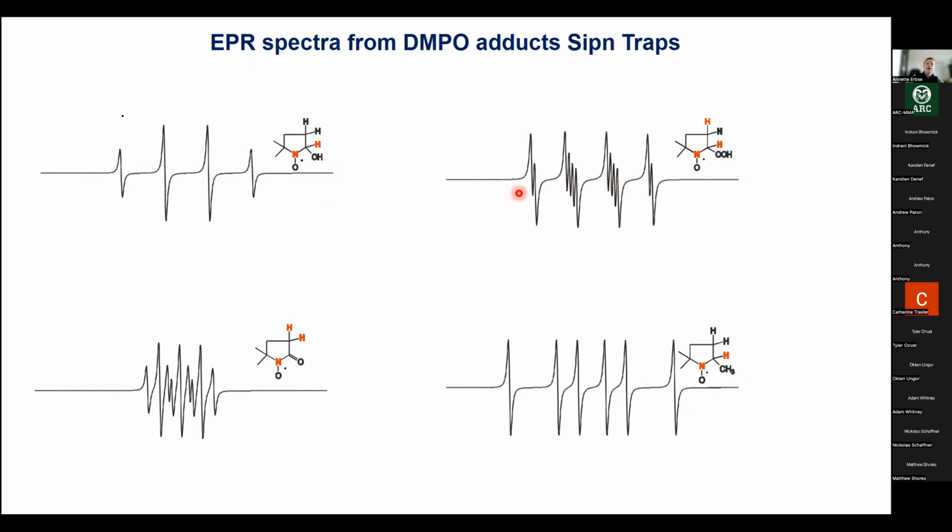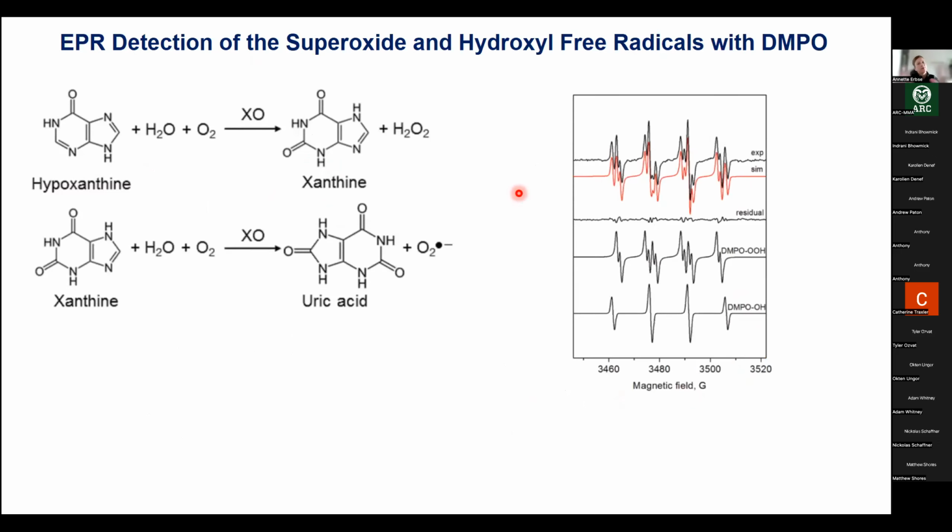And so now let's look at a textbook example that is actually often used for people who want to monitor superoxide radicals to standardize their method. And the system is the oxidation of hypoxanthine to uric acid by xanthine oxidase. It's a two-step reaction that produces superoxide. And if you do this reaction in the presence of DMPO, what you will record is a spectrum that looks like the black spectrum here.